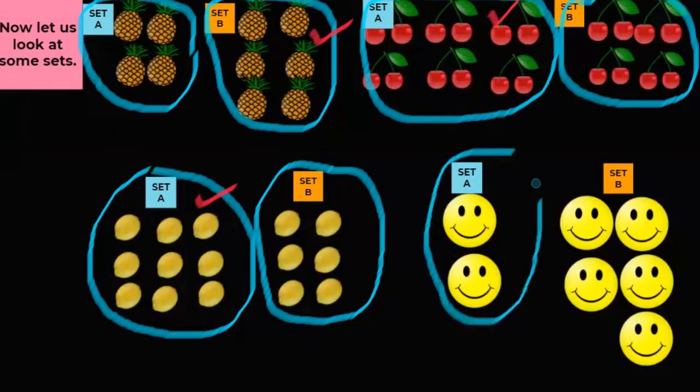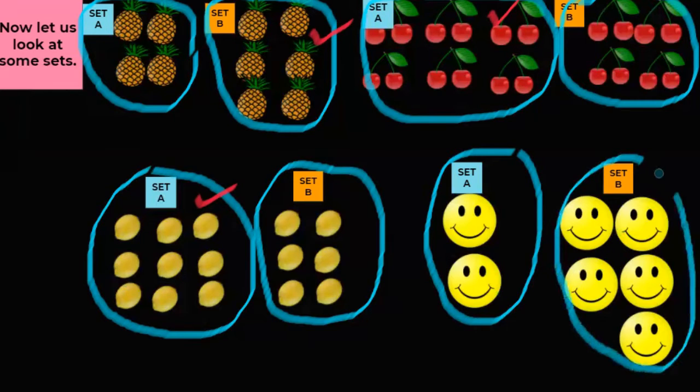What about the smiley faces? Set A has 2 and set B has 5. So which set has the greater amount? Is it set A or set B? Is it 2 or is it 5? It is 5. 5 is greater than 2. So here we have all the sets that are greater. Now let's look at some other sets.